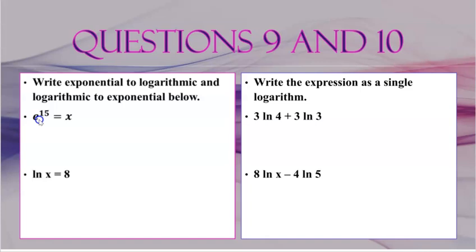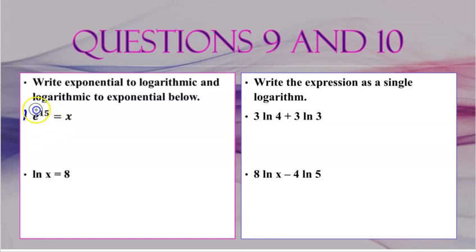Question 9. Write exponential to logarithmic and logarithmic to exponential below. So right now, the first one, they're giving it to us in exponential. So to put this in logarithmic form, I'm going to do the natural log of e and the natural log of x on both sides. Natural log of e is 1. 1 times 15 is just 15, and that'll give us the natural log of x, but we're not solving it, we're just rewriting it.